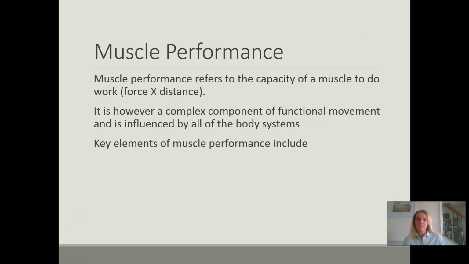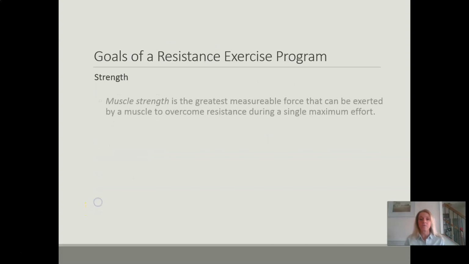Muscle performance is just looking at the ability or the capability of a muscle to do work. You guys have done these equations before. We're not doing them again. But this is force times distance. But again, there's a lot of other things that play into resistance training as well. Some key elements and the three major types of resistance training are going to be strength training, power training, and endurance training. And we'll talk a little bit about each one of those.